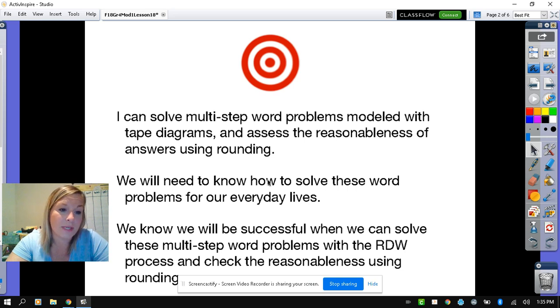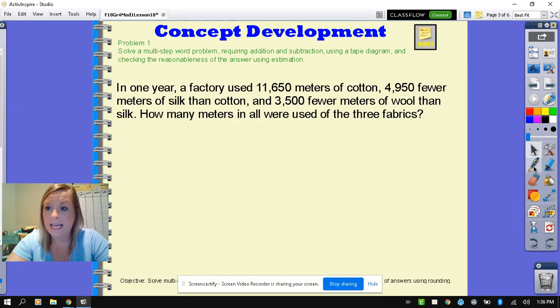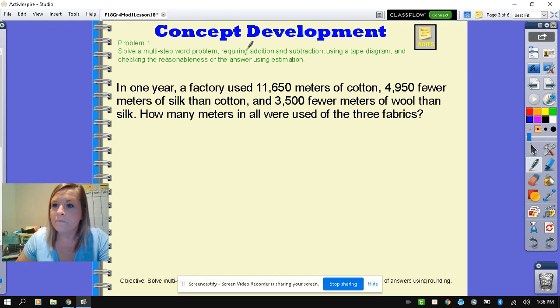We're going to be successful when we can accurately solve these multi-step word problems with our same redraw right process, and then check the reasonableness using our rounding. So hang in there with me today. Like I said, some of these are multi-step word problems and the wording gets confusing, but I'm going to take you guys through it. So I'm going to start off with this one. It says solve a multi-step word problem requiring addition and subtraction. We need to use a tape diagram and then check the reasonableness of the answer using estimation. So we're going to go through, solve it first, and then check it.